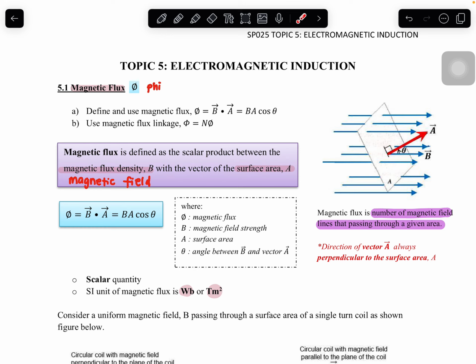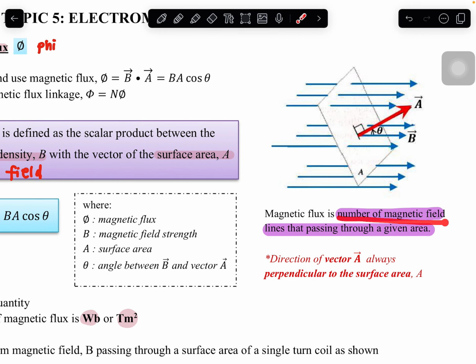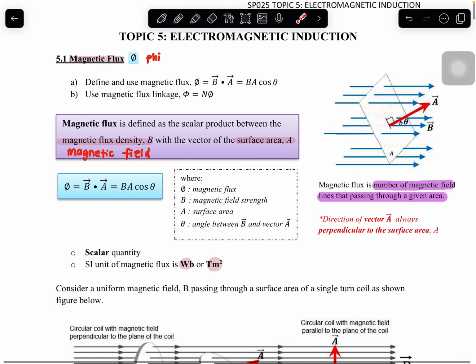So apa dia sebenarnya magnetic flux ni? Okay, magnetic flux ni adalah scalar quantity, which means it has no direction. So dalam perkataan yang senang, magnetic flux is basically the number of magnetic field lines that passes through a given area. Okay, berapa banyak magnetic field yang pass a particular area of a conductor or coil. Okay, itu adalah magnetic flux. Di mana the SI unit is Weber ataupun Tesla meter square.